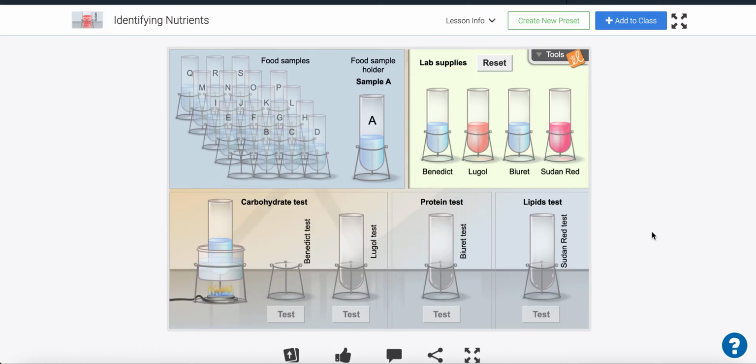So we just want to describe what is happening. So we put a couple drops of A into the test tube. We put a couple drops of the Benedict into the test tube. And then we also heated it. Okay, so we want to make sure that we include that in our information.